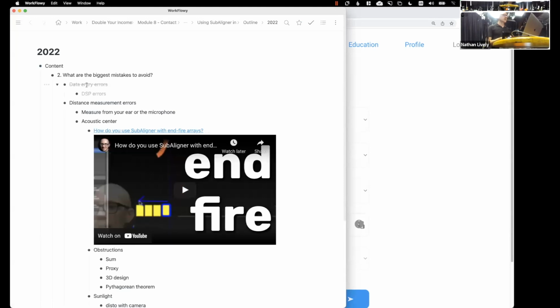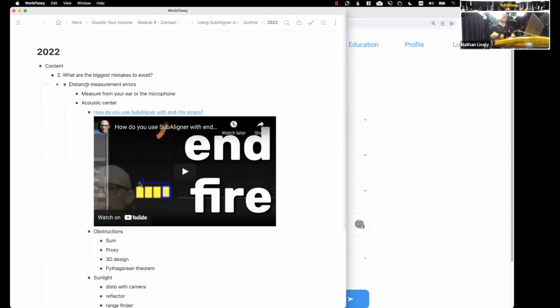Okay, data entry errors. Distance measurement errors. I'd say this is the hardest thing about using SubAligner. When we use our audio analyzer, we just set up a mic and the sound just comes to us, right? But what we're doing with SubAligner and with distance measurements is we're removing the room from the equation. And to do that, we need to know the flight time between our ears and the source. While that initially seems simple, there's a lot of things that can go wrong with that.